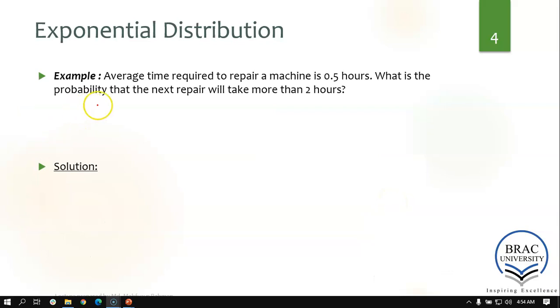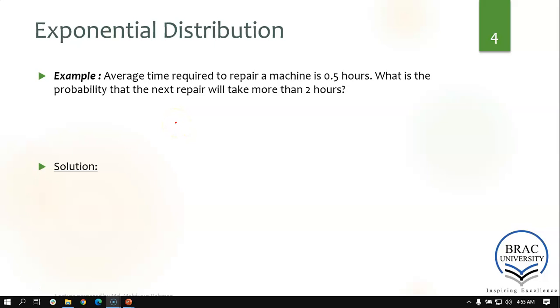Let's solve this problem we have here. The question is: the average time required to repair a machine is 0.5 hours. What is the probability that the next repair will take more than 2 hours? Initially, you need to find the probability of x greater than 2. Now, what is x here?